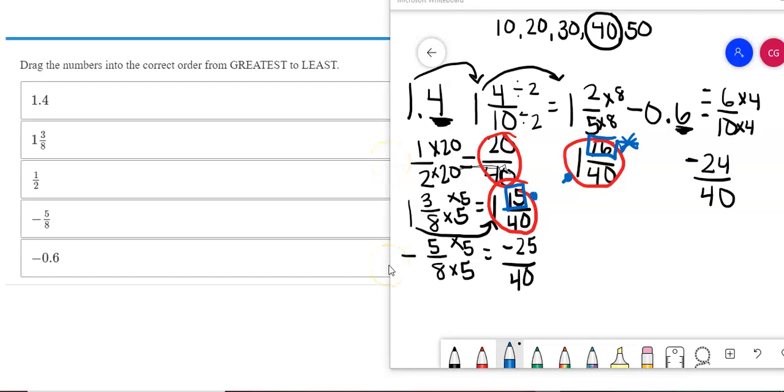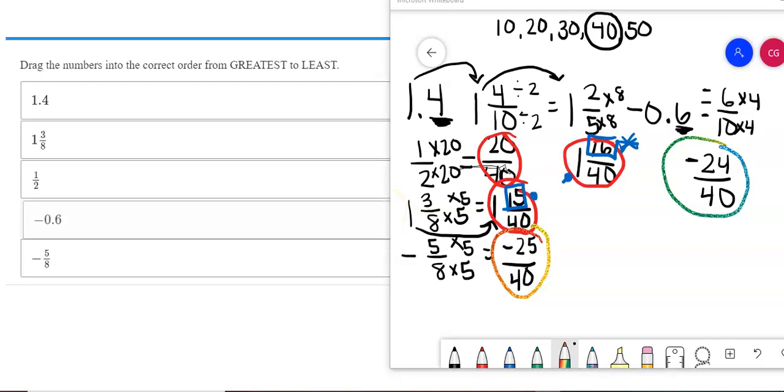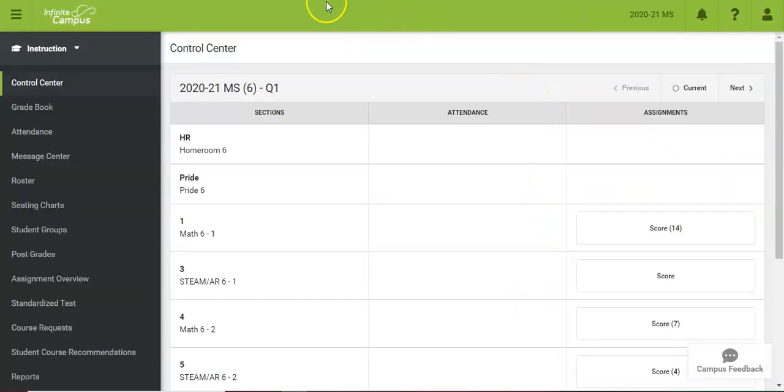And now let's look at our negative numbers. I have negative 5/8 and negative 0.6. So negative 5/8 is negative 25/40. And so we got negative 25/40 here. And okay, this other one is negative 24/40. The negative 24/40 is closer to 0. So negative 0.6 is going to be greater than negative 5/8. Then you're going to hit done, and you're all ready to go with that one.